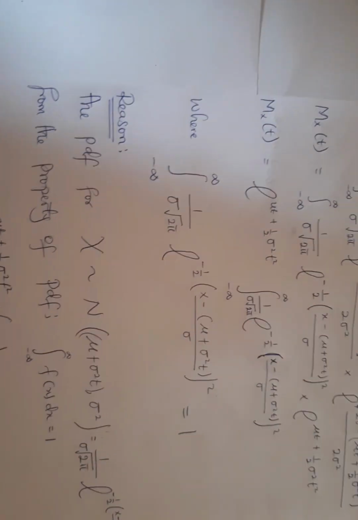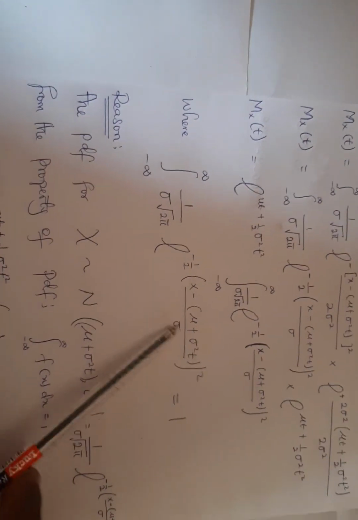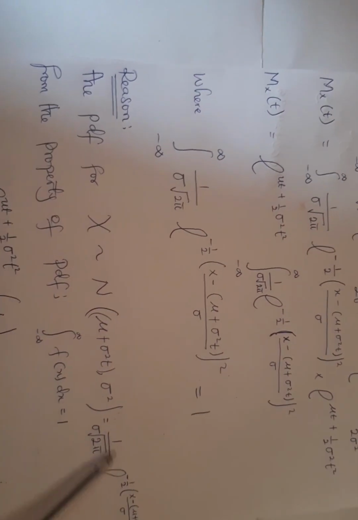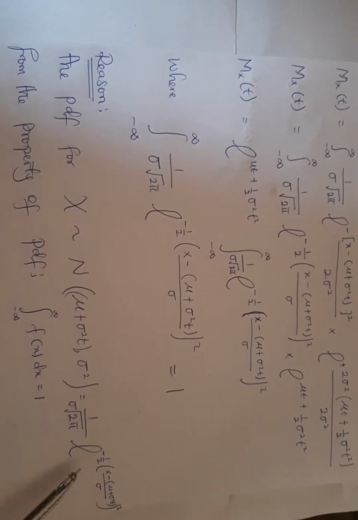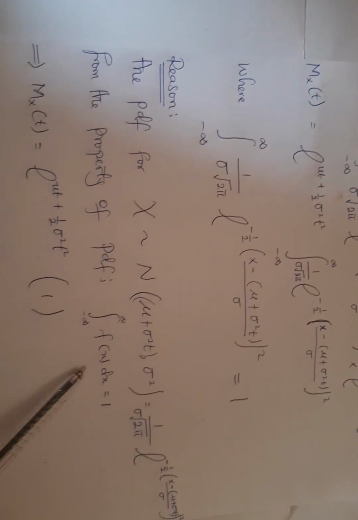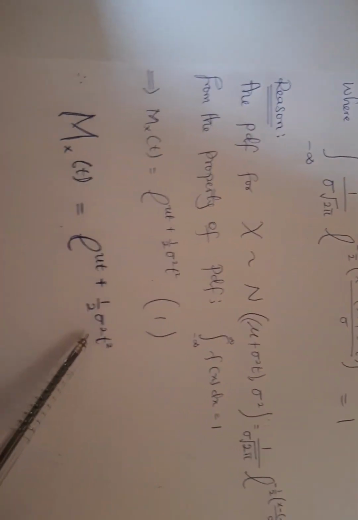But if I don't want to make t to be 0 yet, and I still want to work with this, then I will say that this is my PDF for a normal distribution with the mean of mu plus sigma squared t and the standard deviation of sigma squared. So in that case, and I know this one, then I will substitute the whole of this with 1. I will be having this, and which led to this.